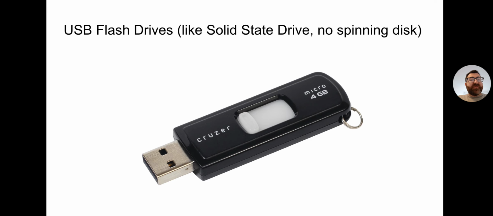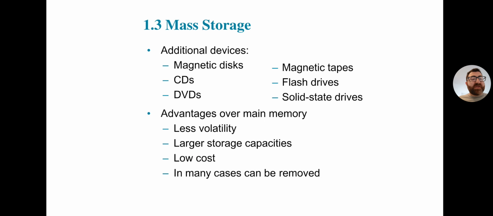The advantages of mass storage over main memory. Main memory is the RAM, the memory that the application uses in the middle of calculations. So advantages of mass storage over main memory: less volatility, larger storage capacities, low cost. In many cases, it can be removed. RAM gets wiped every time you turn off the computer. It's expensive, as we'll compare to mass storage. And RAM is stuck into the motherboard, whereas something like a USB can be pulled out and put back in.